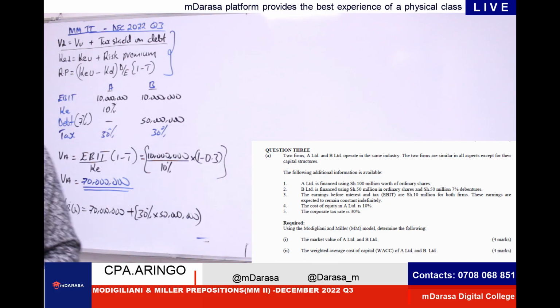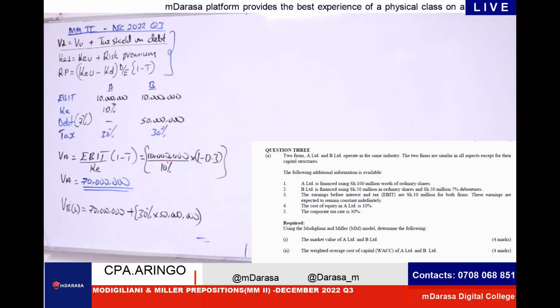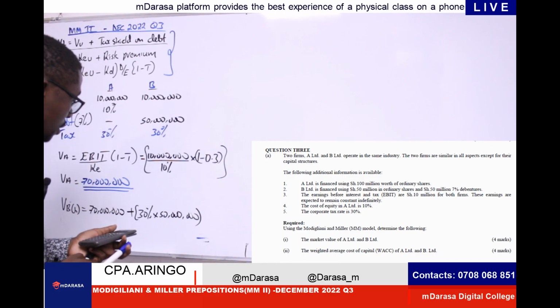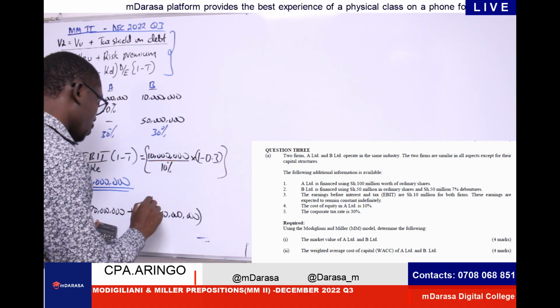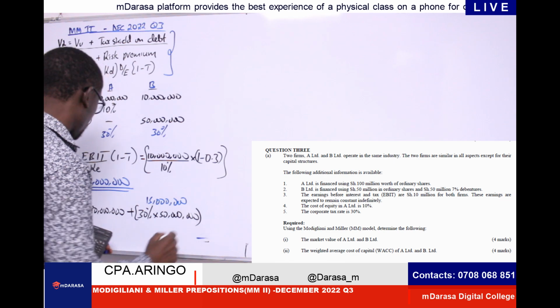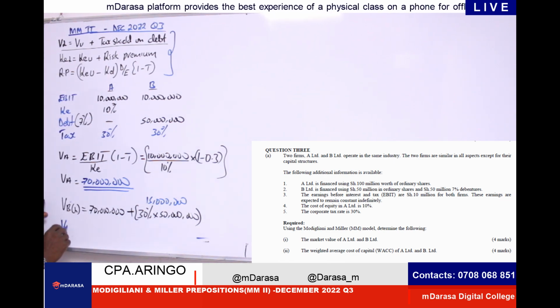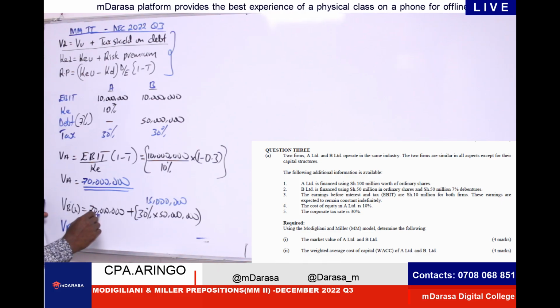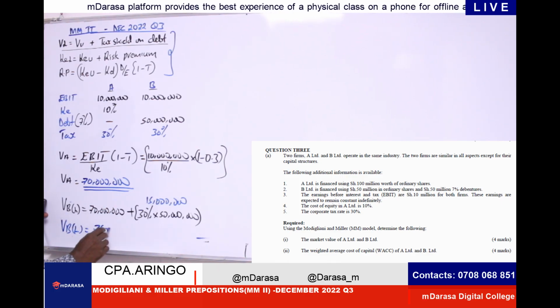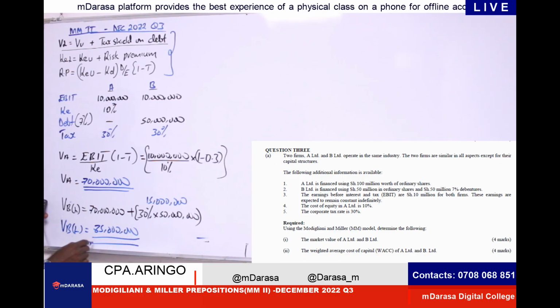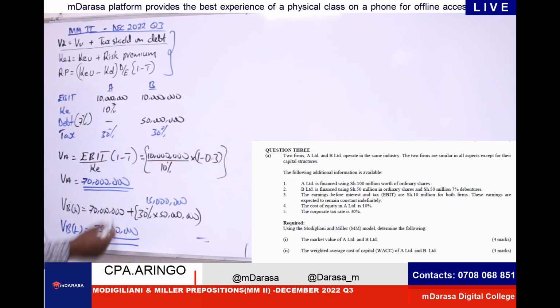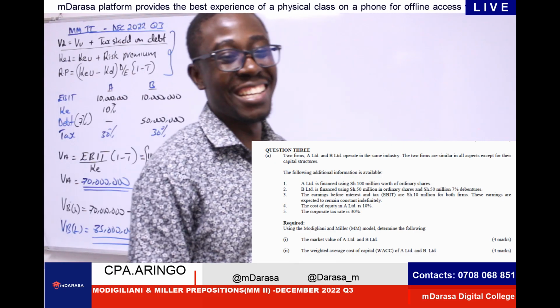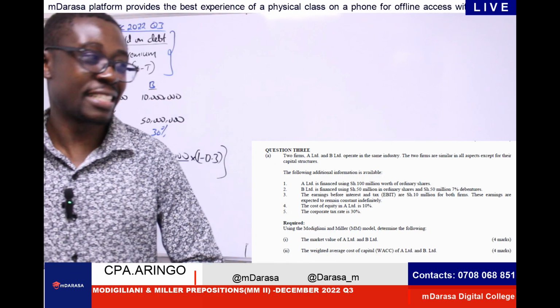Kindly confirm if at all you are getting the same value. Because whatever you are looking at is what you are having there. So in this case, I'm getting 15 million. So that is to say the value of my B, which is levered, I'll be having 70 plus 15 million, which will give us now 85 million. So already I've worked out the value of these two firms. As simple as that.